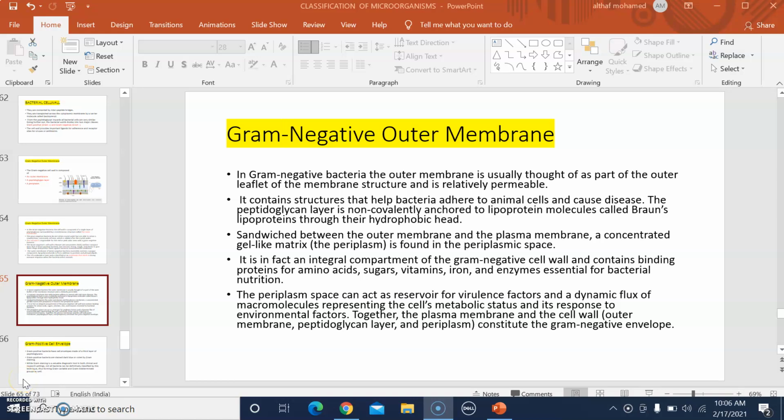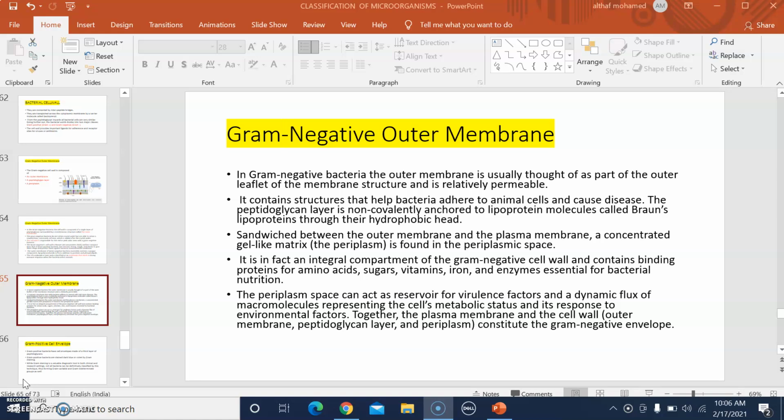Continuation portion of the gram-negative cell wall. It is an integral compartment which contains binding proteins for amino acids, sugars, vitamins, iron and enzymes essential for bacterial nutrition. These are all present within the gram-negative cell wall.